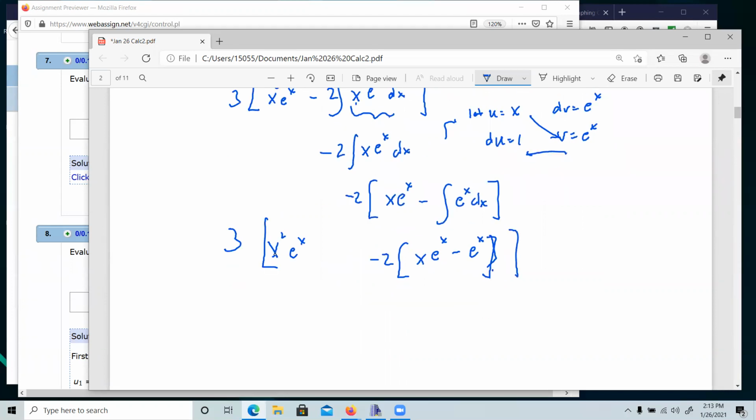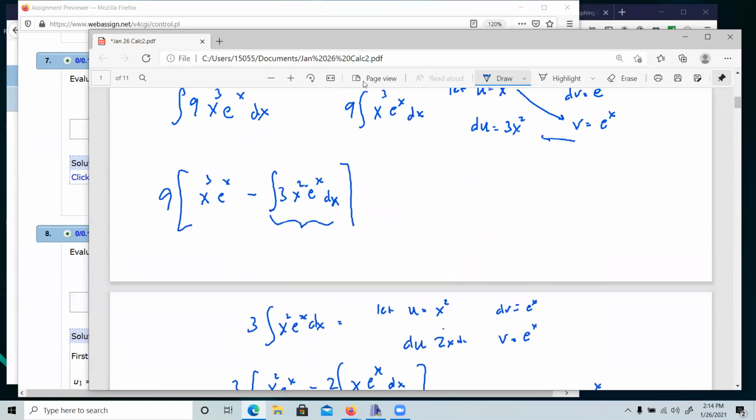So this is going to be 3x squared e to the x minus 2x e to the x plus 2 e to the x. Oh, I'm sorry, 3 times 2. That's not a 3 there. That's a 6, because 3 times 2 would be 6.